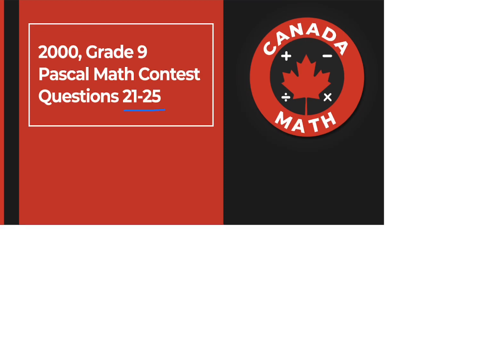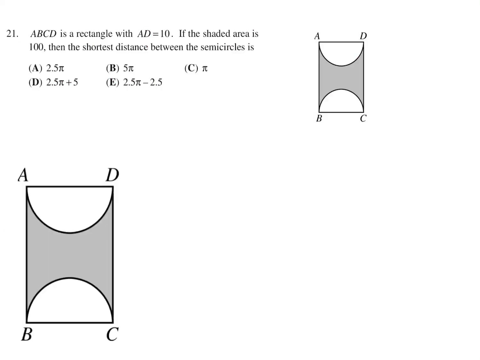Questions 21 to 25 of the 2000 Grade 9 Pascal Math Contest. ABCD is a rectangle with AD equals 10 and the shaded area is equal to 100. Then the shortest distance between the semicircles is.